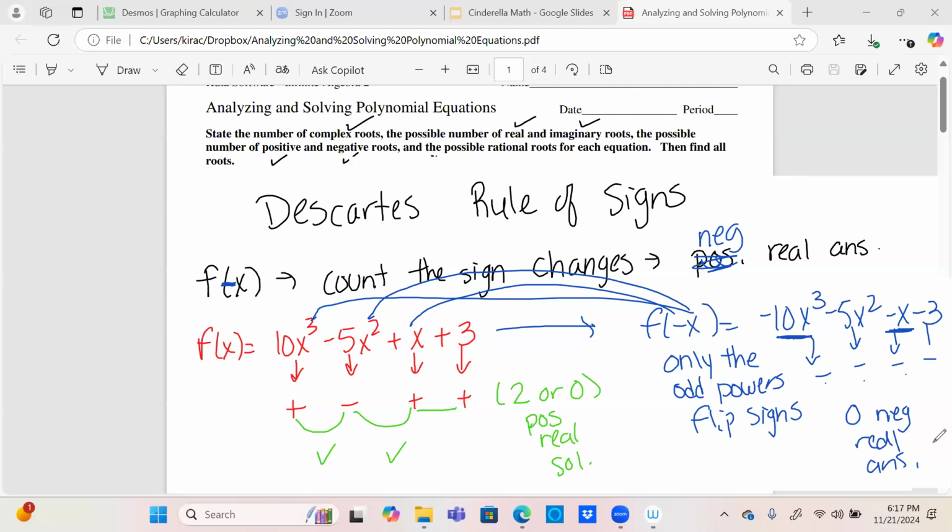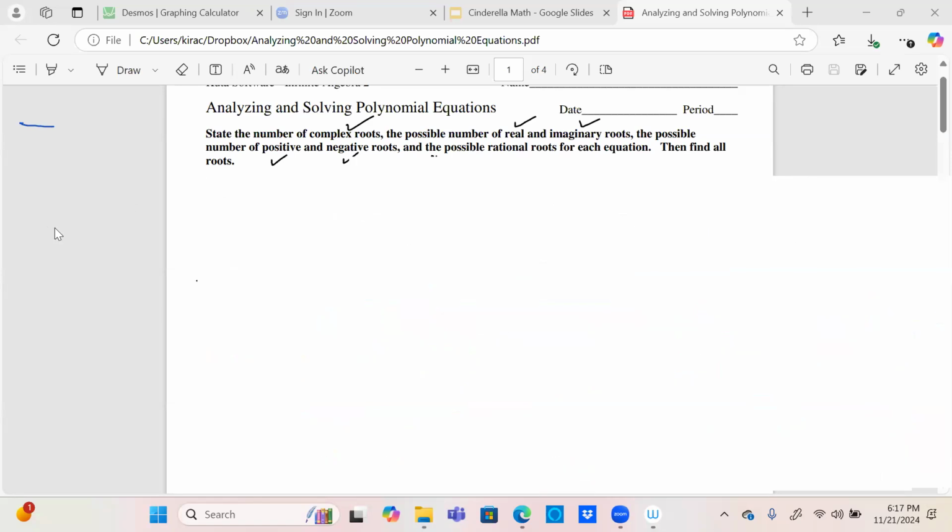Okay? And then the last rule we need to know, again, if you already know this, fast forward, is the rational root theorem. It's also sometimes called the rational zero theorem.